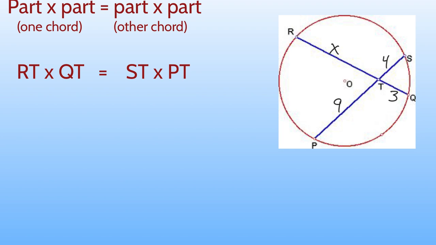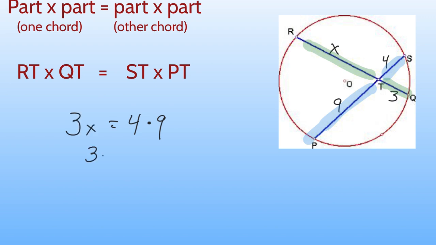So in this example, it gave you X, 3, 4, 9, those numbers. So what you do, you look at the same chord. So for example, ST goes with PT. So with that, one side of the equation, we're going to have 4 times 9 equals, and then we look at the other chord. So the other chord, we have X and we have 3. Or if we multiply them, we get 3X.